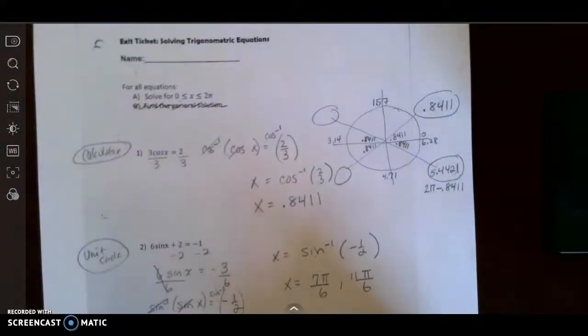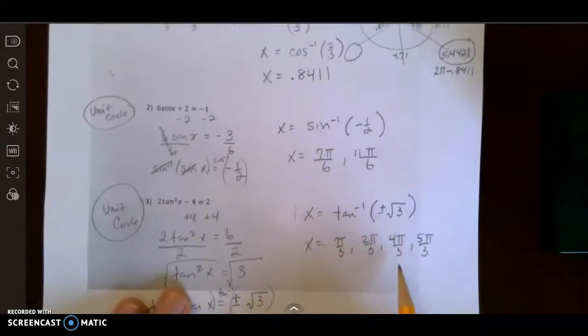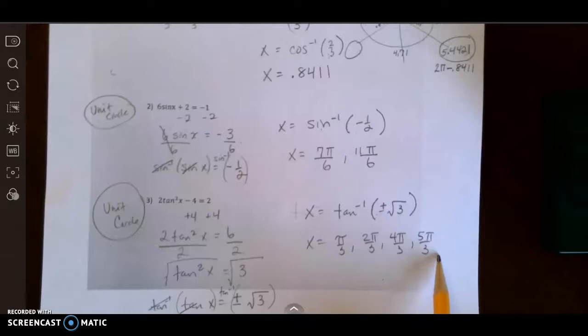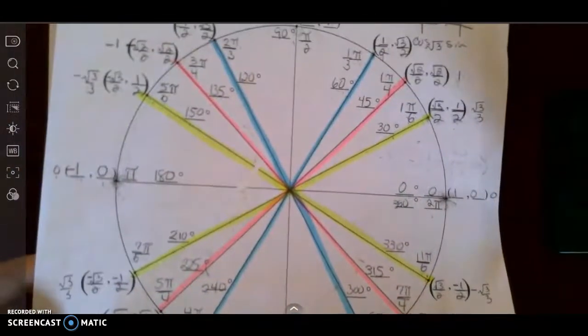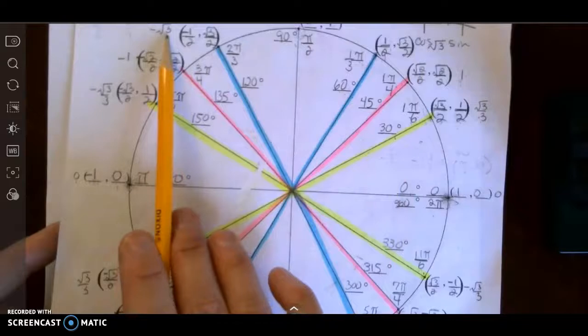So x equals pi over 3, 2 pi over 3, 4 pi over 3, and 5 pi over 3. Oh, sorry, it's not showing you that. Mistake. I do that a lot, don't I? I'm so sorry. So it's each of my pi over 3's, because on my unit circle, it was all of my blues where the tangent is the square root of 3, or the negative square root of 3.